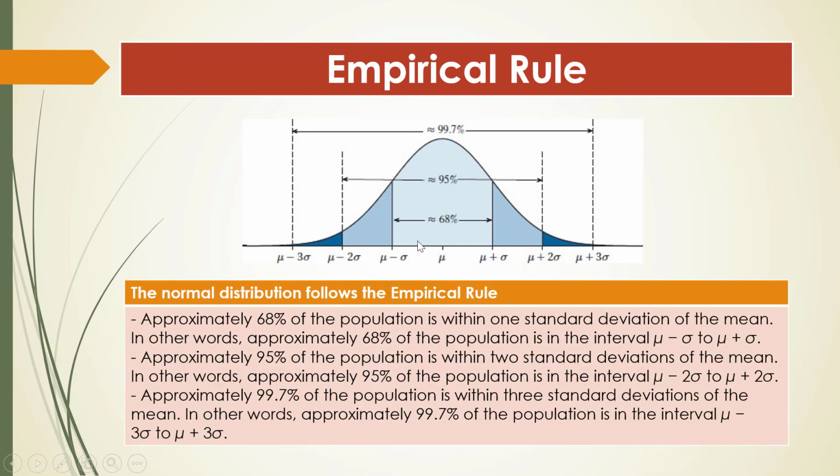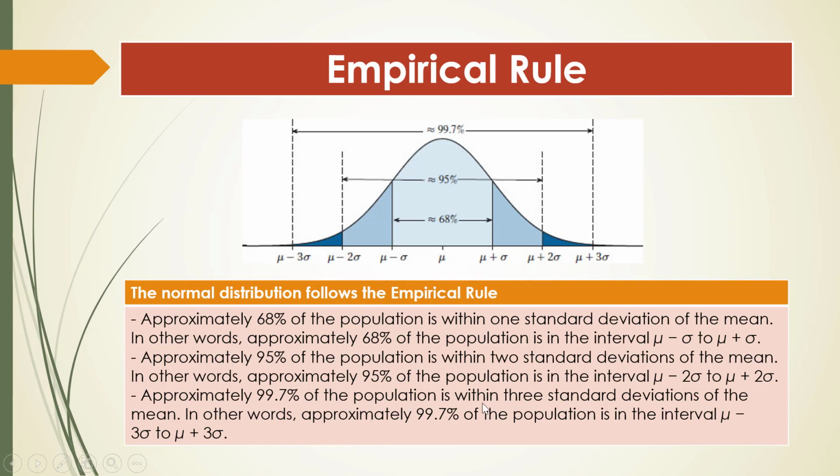And the empirical rule says that approximately 68% of the population is within one standard deviation of the mean. In other words, approximately 68% of the population is in the interval mu minus sigma to mu plus sigma. Approximately 95% of the population is within two standard deviations of the mean. In other words, approximately 95% of the population is in the interval mu minus 2 sigma to mu plus 2 sigma.